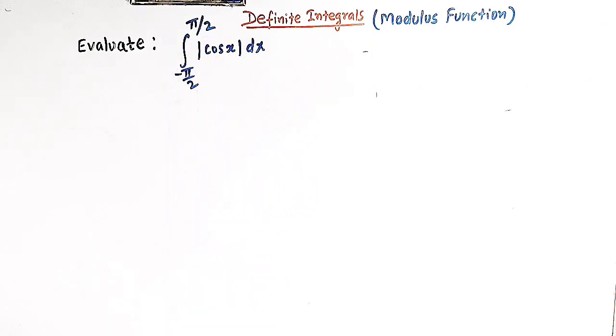So this problem is going to be a very important and conceptual problem, and here we'll make use of one important property of definite integrals along with the definition of mod function, right? And we'll also make use of the sign convention of trigonometric functions in four quadrants, right? So let us start.